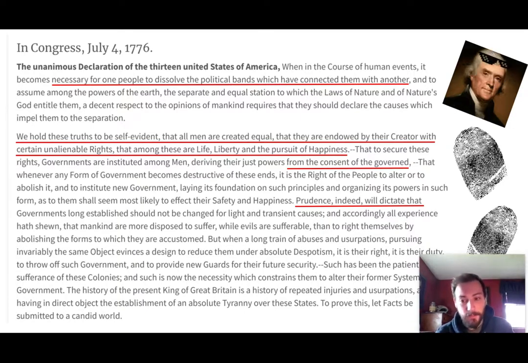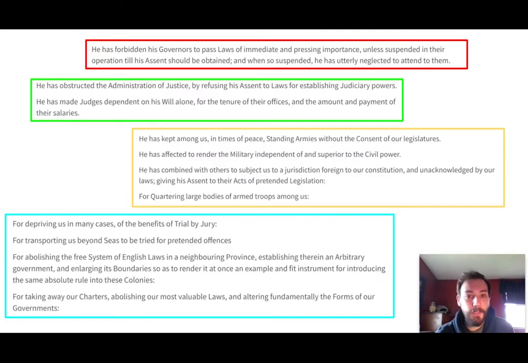And the reason why I think that's important is just fast forwarding to the amendment process that's in the Articles versus the amendment process that's in the Constitution, which we'll touch on in a future video. All right, let's do some list of grievances here.